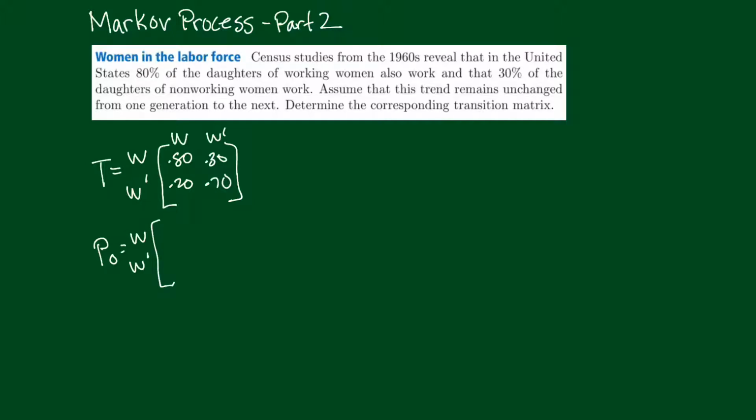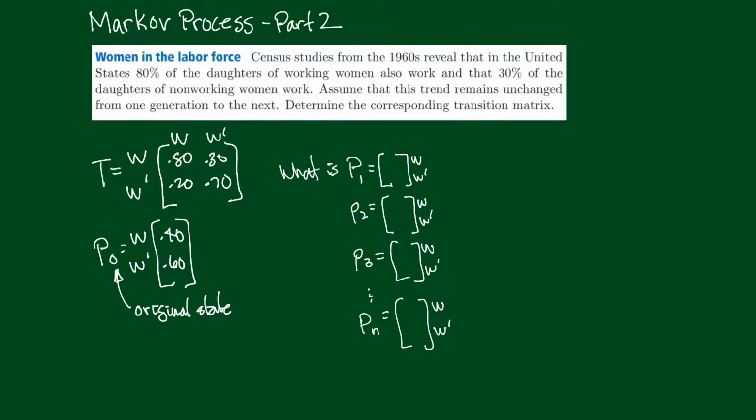So back in the 60s, we knew by the census that 40% of women were working, 60% of women were not working. And we're using that sub-0 here for the original state. So these would be the percentages of mothers working and non-working. And then what we want to know is, what are these probabilities, working, not working? So this is the mothers back over here in the 60s.